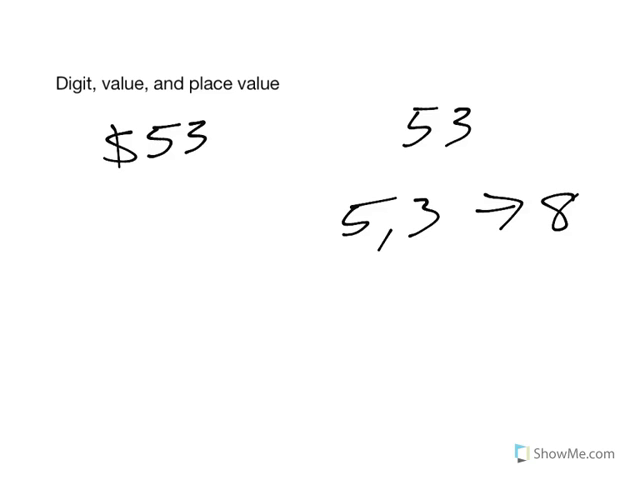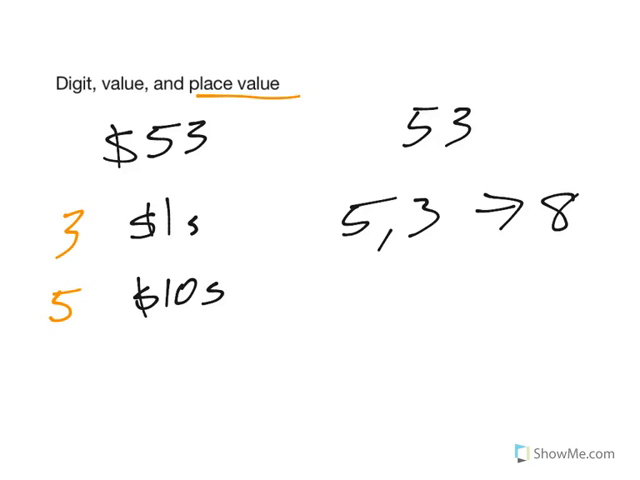So place value is very, very important when you start talking about the value of a particular digit, because it's the place value that tells you the value of that digit. In fact, if I were thinking about this $53, one way you could have that amount of money is to have 3 $1 bills and 5 $10 bills.